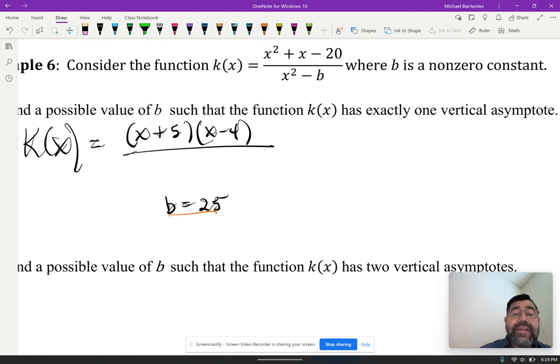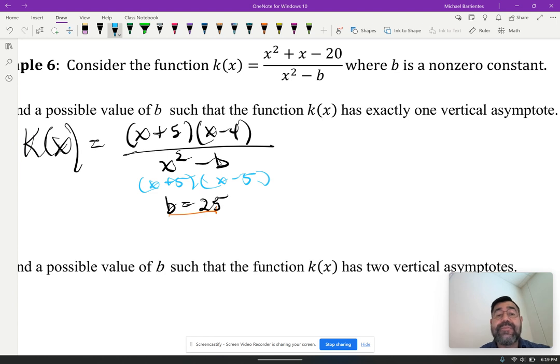Another way to think about it, maybe if that square root thing didn't make sense, go back over here. Do you see how b would have to be 25 so that when I factored it, that would be x plus 5, x minus 5, and then these could reduce out. Boink, boink. That could work. And then I only have one thing left over, which would be this in the denominator, and that would be where the vertical asymptote exists.